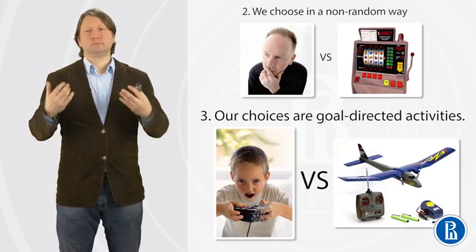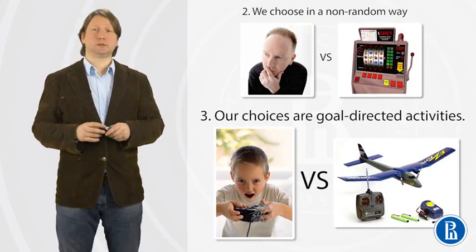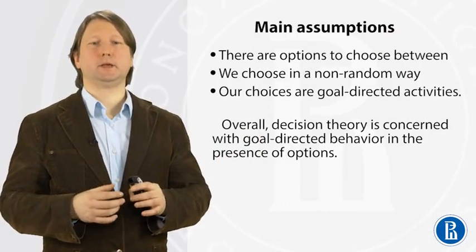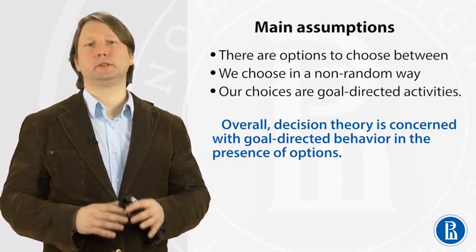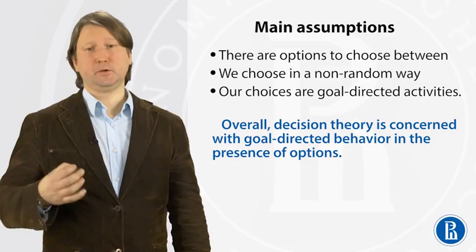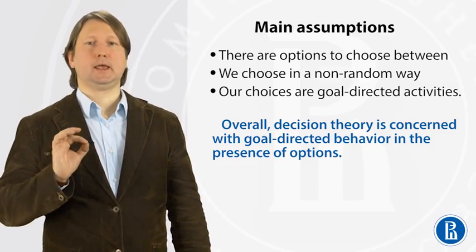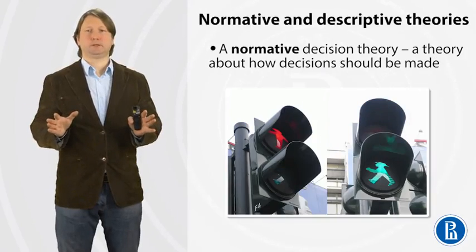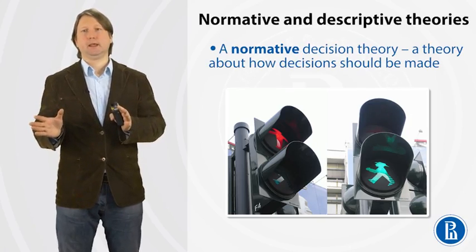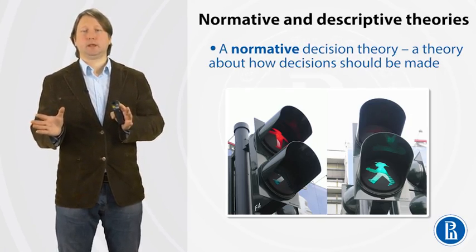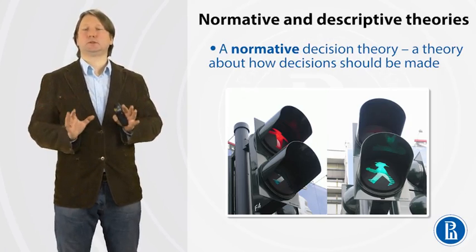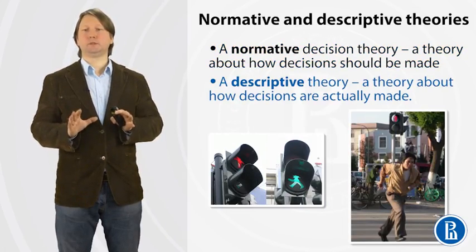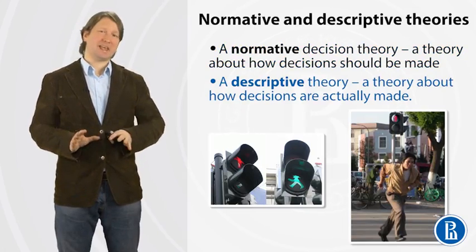And finally, decision-making theory suggests that there are goals. So our decisions are goal-directed. So overall, decision-making theory is concerned with goal-directed behavior in the presence of options. And neuroeconomics also focuses on these aspects of our decisions. So there are two types of decision-making theories: normative decision-making theory, which describes how decisions should be made, and descriptive theory, which would describe how decisions are actually made.